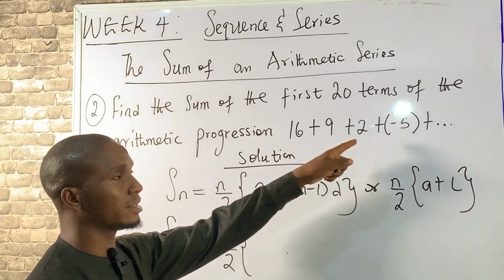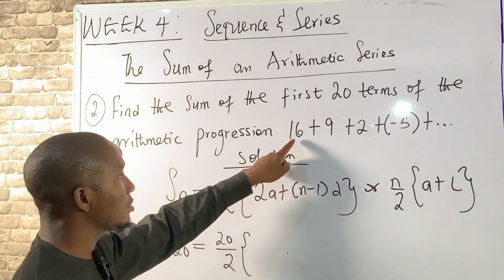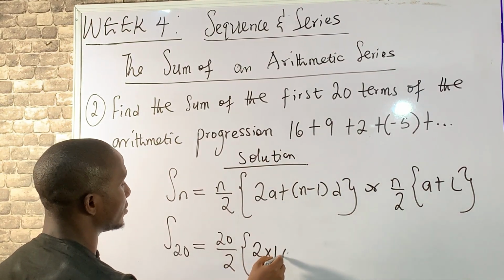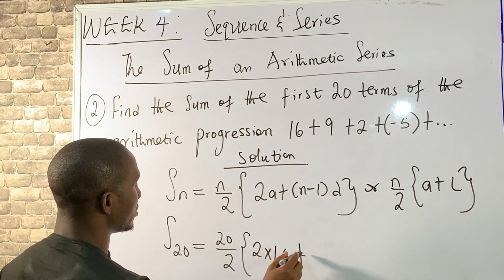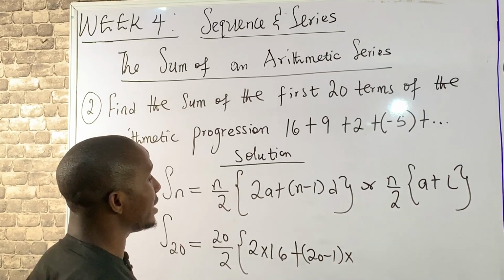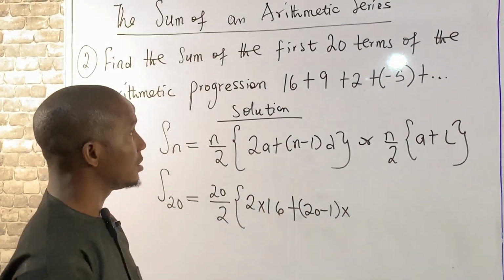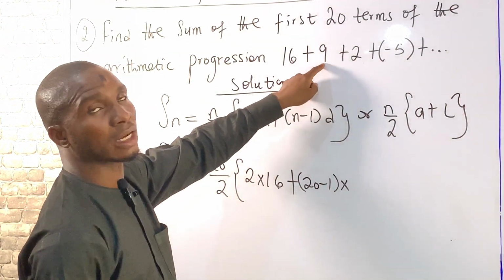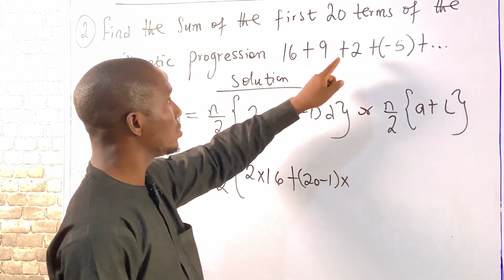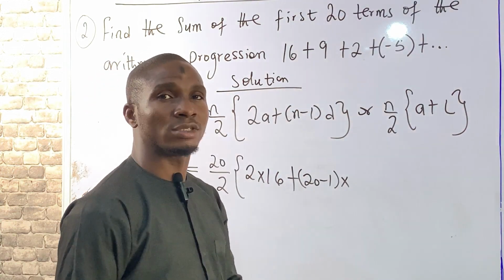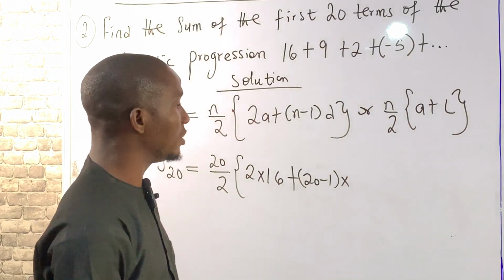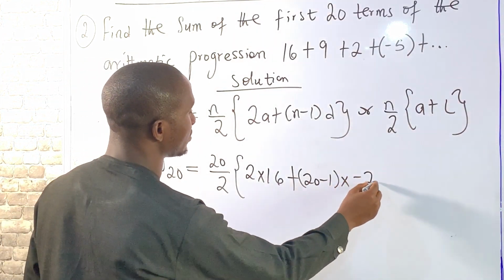And looking at this series, the first number here is 16. That is your a, the first term, 16, plus n, which is 20, minus 1 times d. d is the common difference. That is the difference between the first and the second number. 9 minus 16 will be minus 7, or 2 minus 9 will still give us minus 7, or minus 5 minus 2 will still give us minus 7. So the common difference is minus 7.